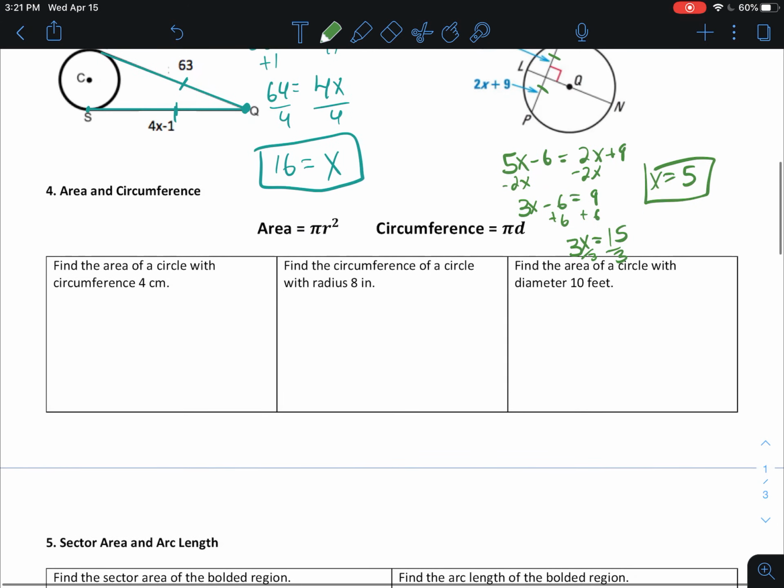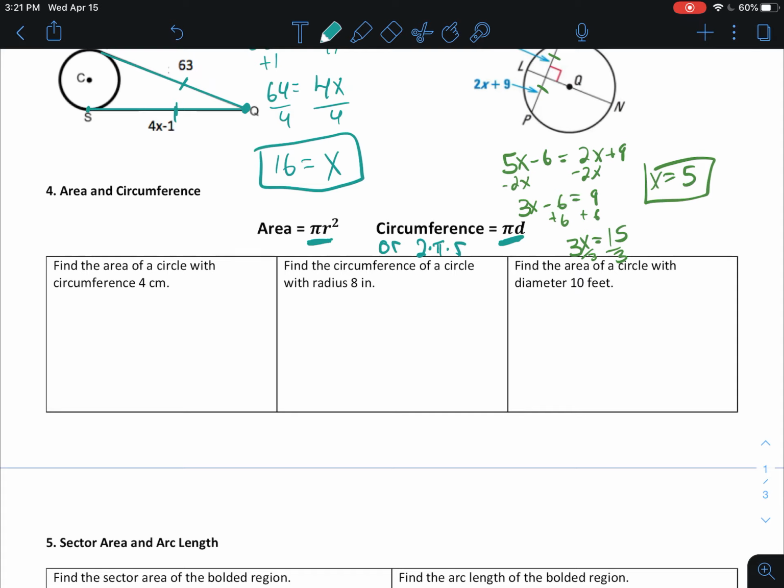All right, next up is area and circumference. These questions were always a blast, right? Our area formula given to us right here is pi r squared. Circumference formula, pi times diameter, or what we talked about mostly was 2 times pi times the radius. That's the formula that I like to use.